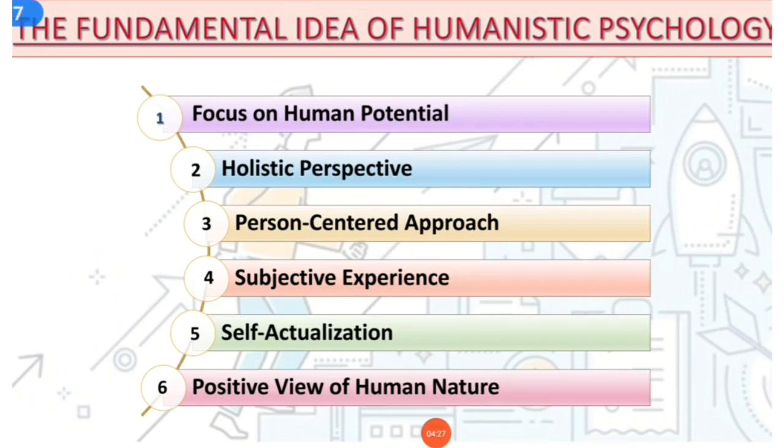Next, self-actualization. The concept of self-actualization is a cornerstone. This refers to the realization of one's full potential and the pursuit of personal goals and aspirations. It involves the continuous process of becoming the most one can be. Sixth, that is the last point, positive view of human nature.